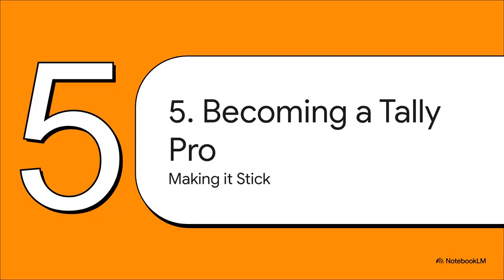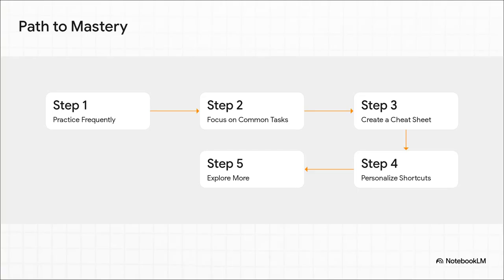Okay, so you have the keys to unlock all this speed in Tally. But how do you make these shortcuts a permanent part of your skill set? I mean, this isn't about memorization. It's about building a powerful habit. Here is your actionable game plan to get to mastery. First, just practice every single day. Then focus on the shortcuts for the things you do most, like creating sales vouchers. For the first week or so, maybe keep a little cheat sheet on your desk. As you get comfortable, you can even explore personalizing some keys. And before you know it, you'll be discovering more advanced shortcuts all on your own.